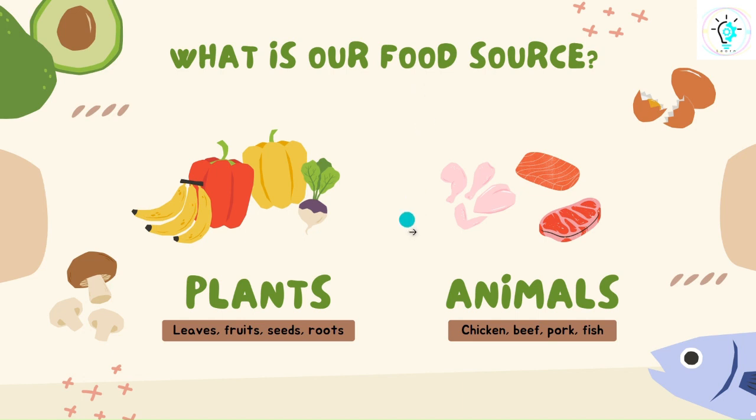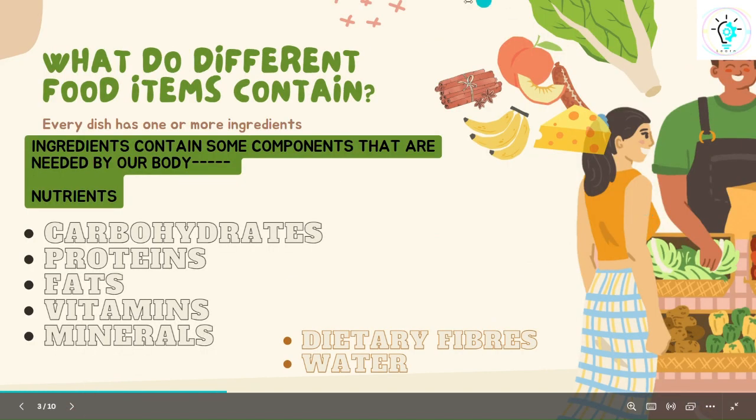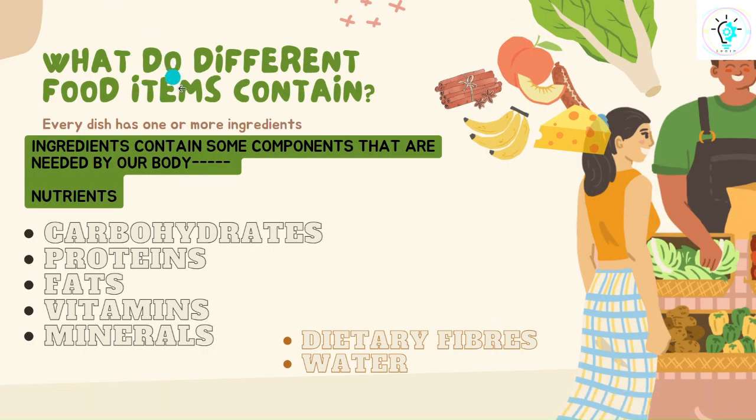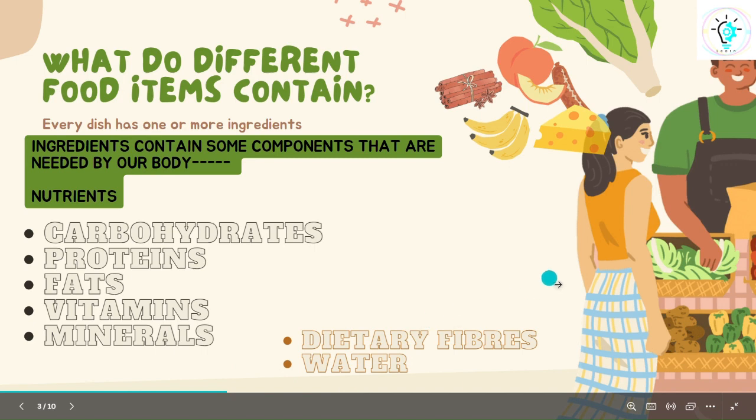So we must know food comes from either plants or plant parts or animals. Okay? What do the different food items contain? The ingredients contain some very important components which are needed by our body. Those components are known as nutrients. Okay, some of the nutrients are carbohydrates, proteins, fats, vitamins, minerals, dietary fibers, and water.